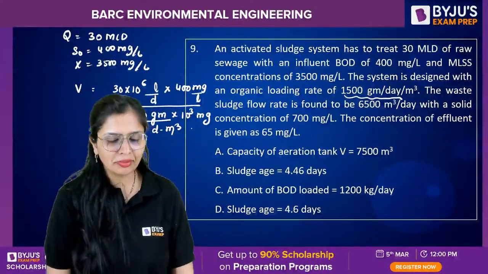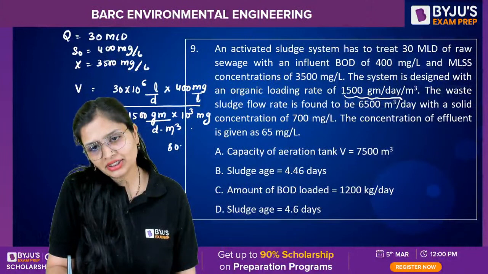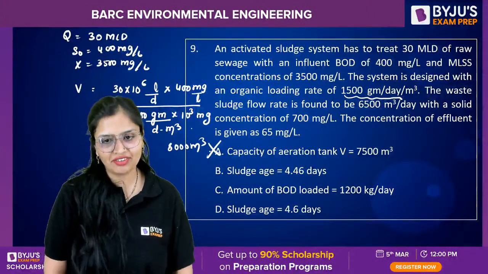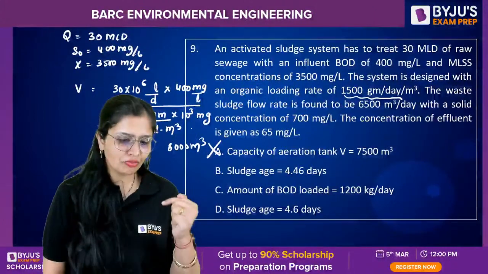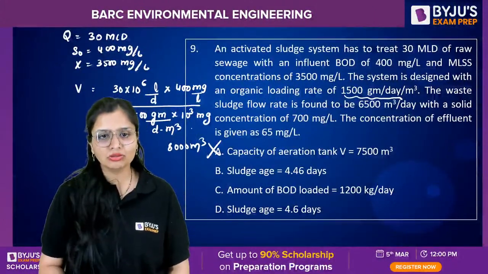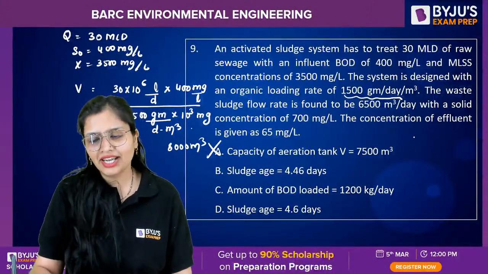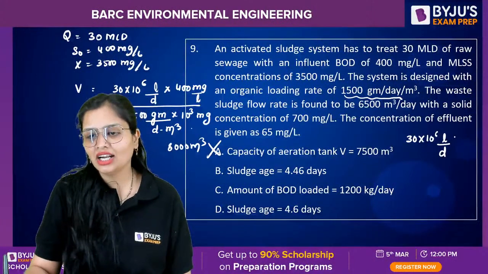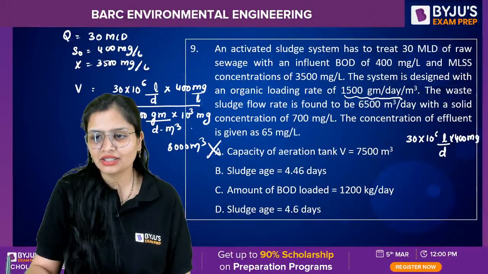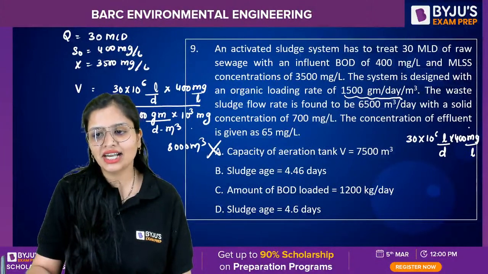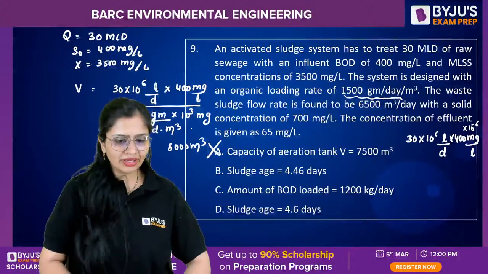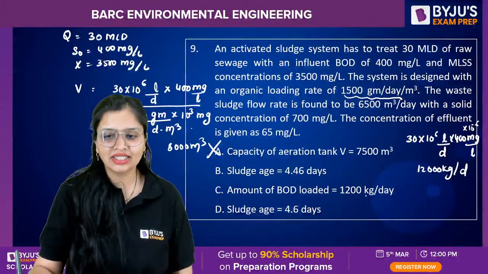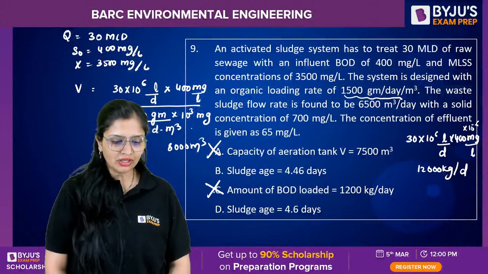And what about the volume? How much is the volume coming? 8,000 meter cube, which is wrong because here in the option we have 7,500. Then next, how much BOD is loaded? How will you get it? That's so simple. How much sewage is there? 30 into 10 raised to power 6. And how much BOD? 400 mg per liter. So convert mg into kg, 10 raised to power minus 6. You will get 12,000 kg per day. But here it is written 1200, so this will also be wrong.